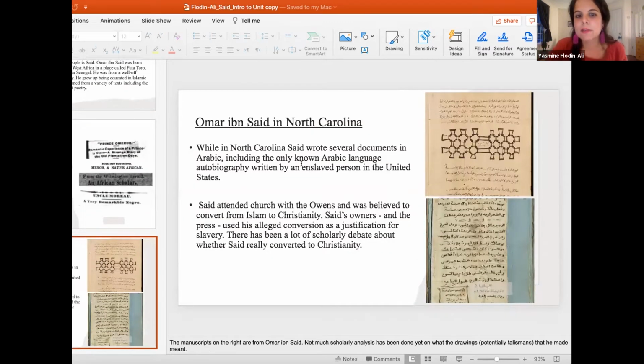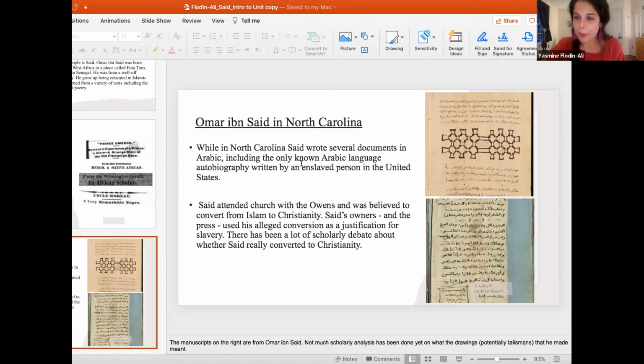While in North Carolina, Said wrote several documents in Arabic, and we're going to have students look at one of those today. He's the only known Arabic language autobiography written by an enslaved person in the US. He attended church with the Owens and was believed to convert from Islam to Christianity. Said's owners and the press used his alleged conversion as a justification for slavery.